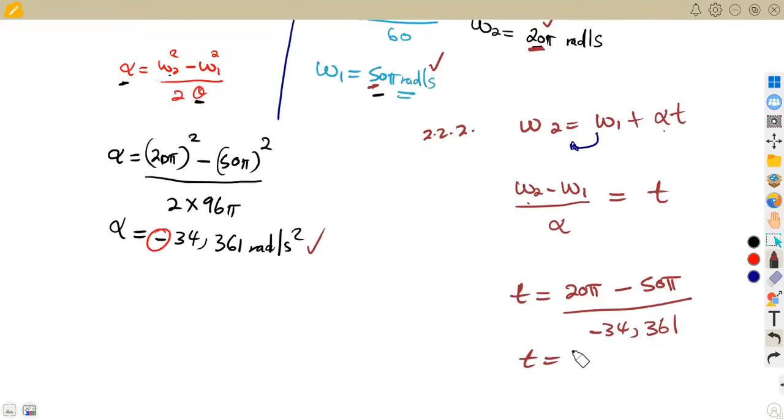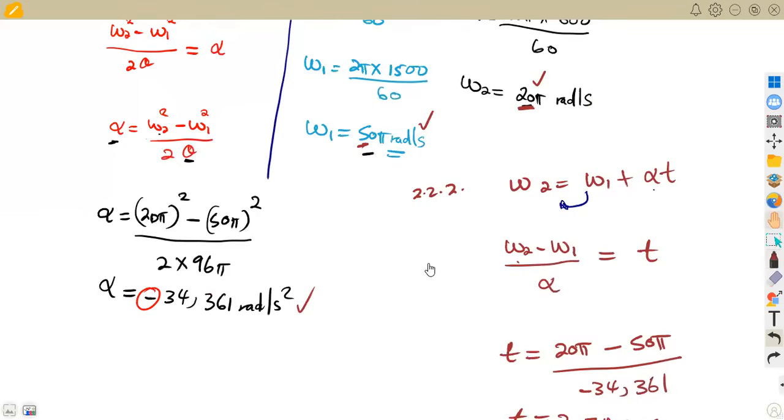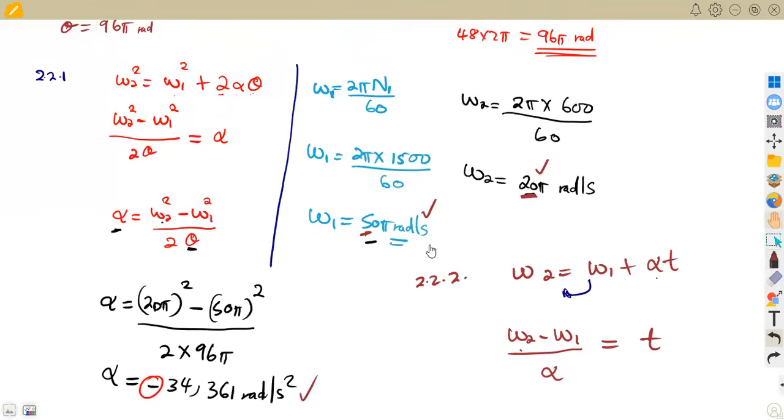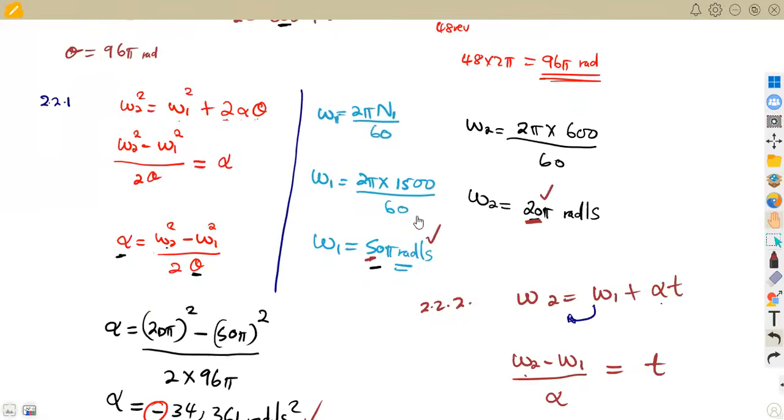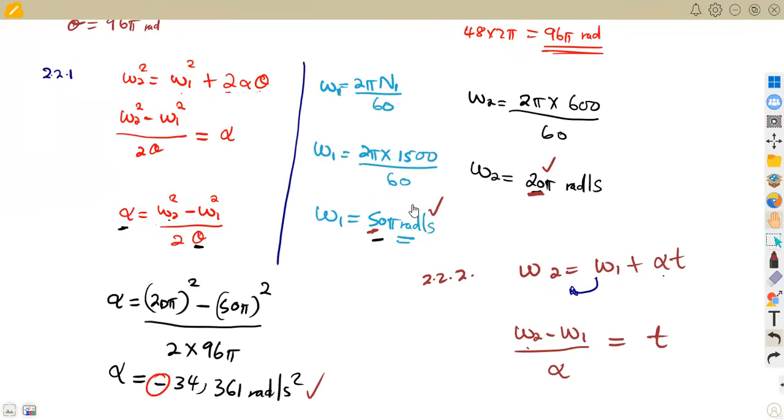All right, so this is going to give us the time that was taken for this object to slow down, which is 2.743 seconds. This was actually a stretching type of question. It stretches you to think along the lines of your formulas, go back to your linear motion, and relate linear motion to angular motion. But it's not that much.